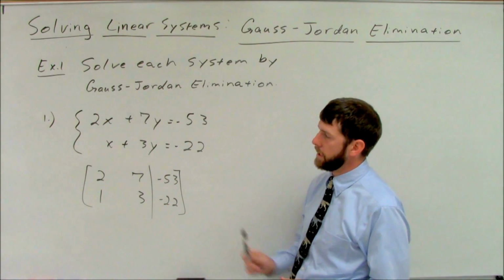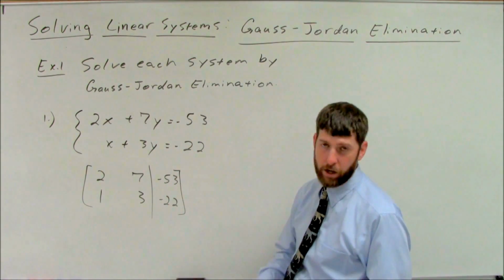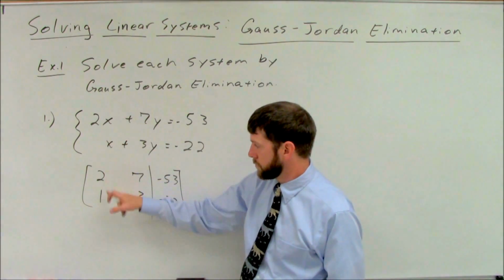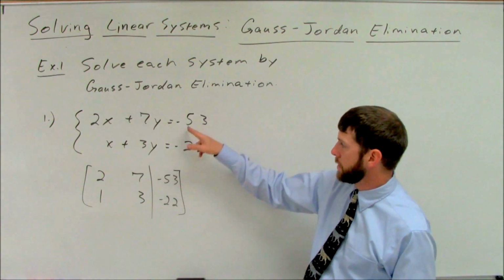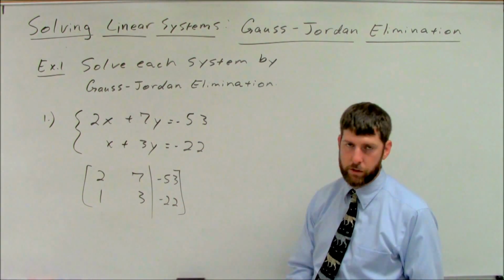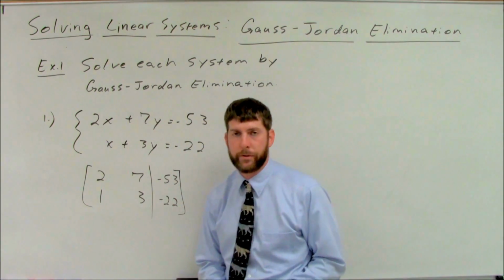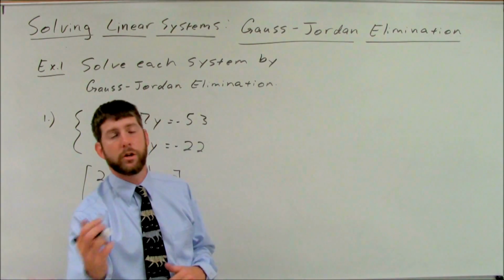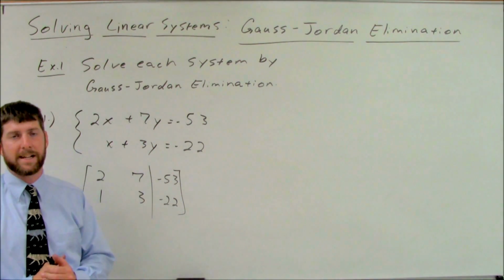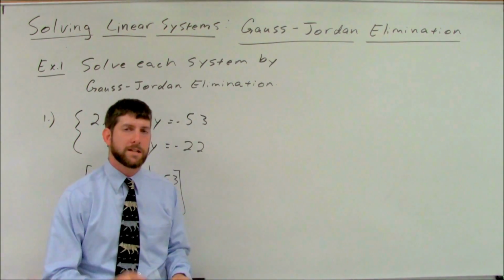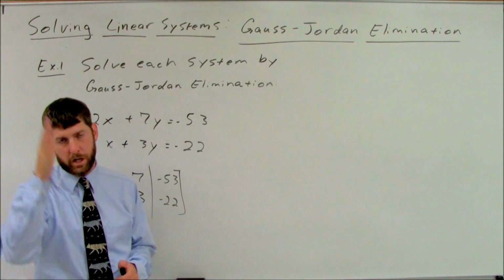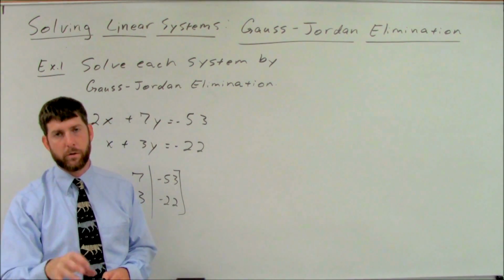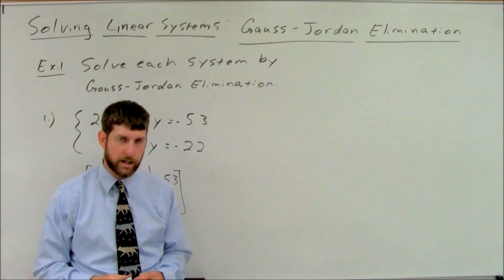So here we have an example. I've already set it up as an augmented matrix. 2, 1 were my x coefficients, 7, 3 were my y coefficients, negative 53, negative 22 were my constants. So we're going to go through the elementary row operations. You can pick any one to use at any time. First thing you need to know is I need to focus on my ones. Get the 1 for each column first, then you work on getting the zeros for the identity matrix.